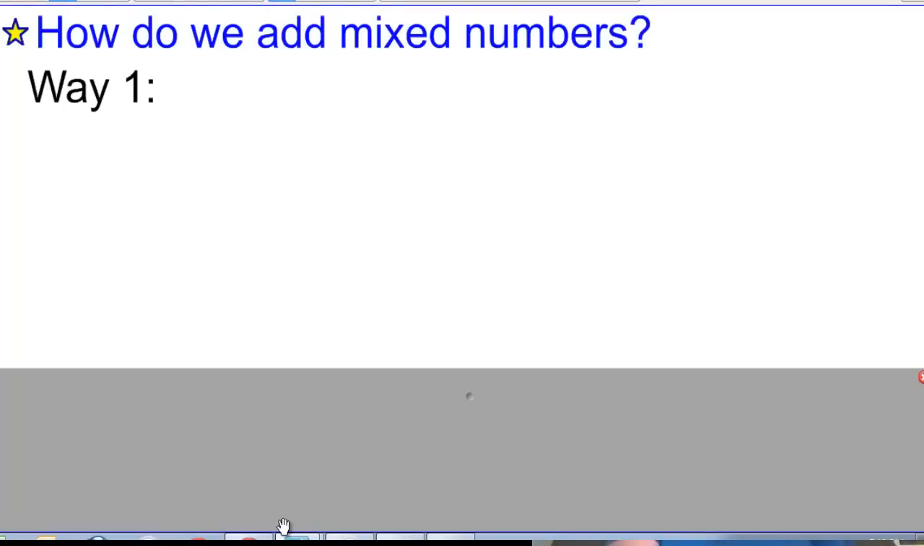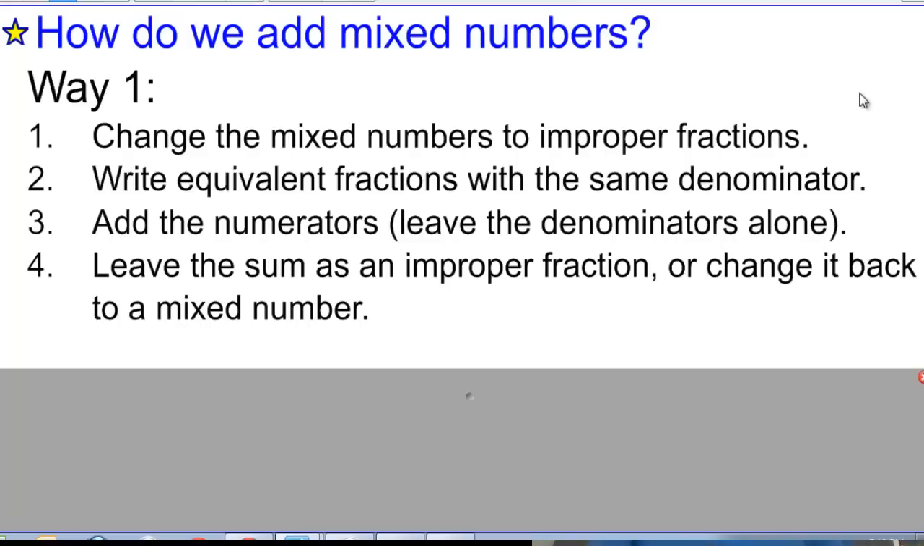We're breaking adding and subtracting mixed numbers up into two steps, and there's actually two ways that we can add mixed numbers. So I will show you the first way. The first thing we're going to do when we're doing this first way is to change the mixed numbers to improper fractions. Then we're going to go through and do the same steps that we did for adding and subtracting fractions. And then we are going to either leave the sum as an improper fraction, sometimes that's the best thing to do, or change it back to a mixed number.